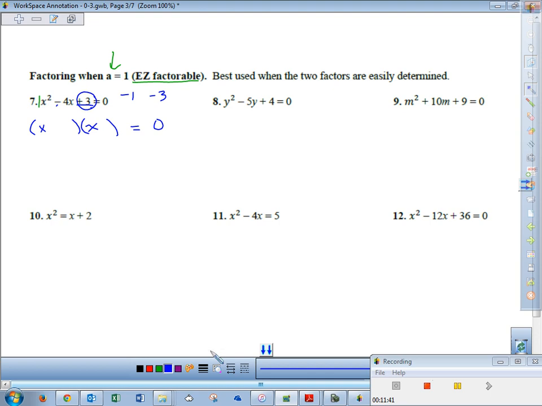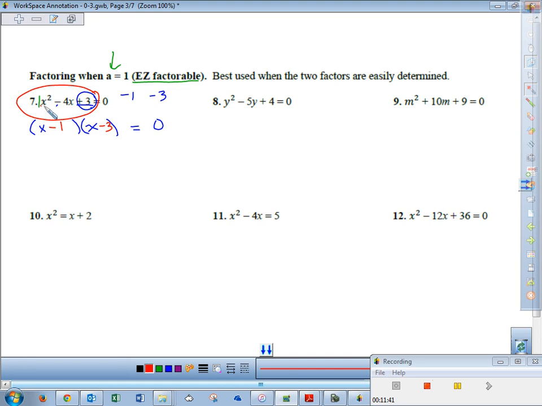Good deal? The two numbers that you found go in the parentheses. One of them was a minus 1. The other one was a minus 3. That's it. That's factoring it. We just unfoiled it, if you will. If you would FOIL this back out, you'd get this.